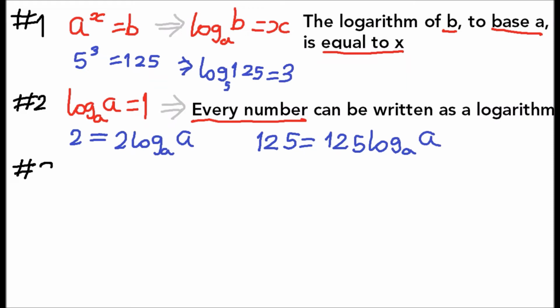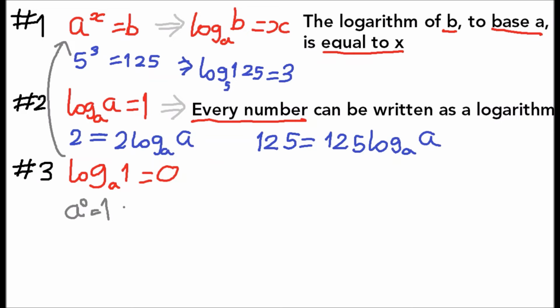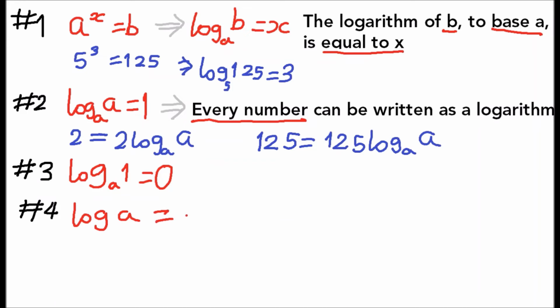Right, rule number 3. The logarithm of 1 to base a is 0. Again, if we convert this into an equation, we get a to the power of 0 is 1, which is true. Rule number 4. The logarithm of a with no base is equivalent to the logarithm of a to base 10. So if you don't see a base in any question, you just assume that it's 10.